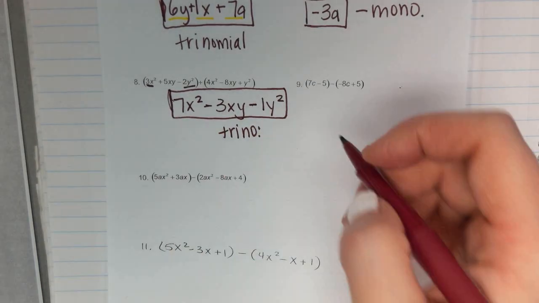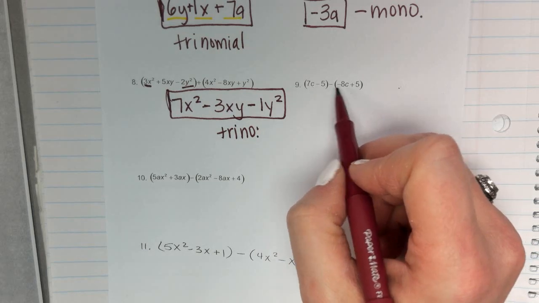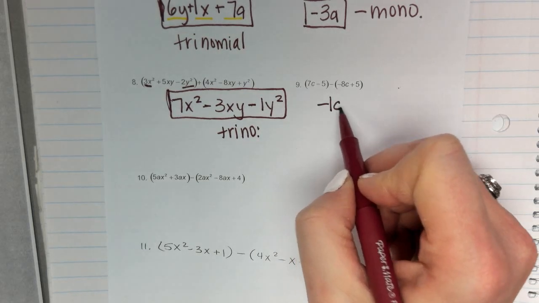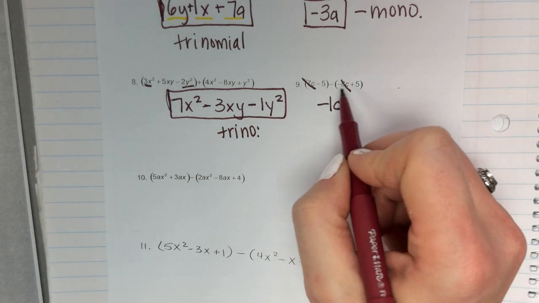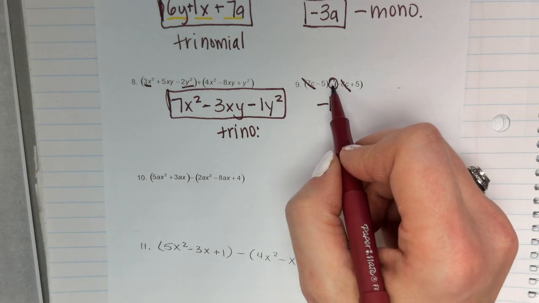3 terms. Okay, 7c and a negative 8c is going to leave us with a negative 1c. And, oh, but look here. Notice that this is a subtraction.